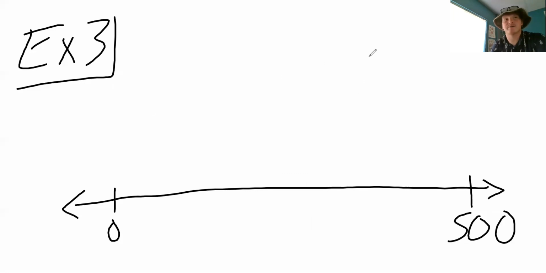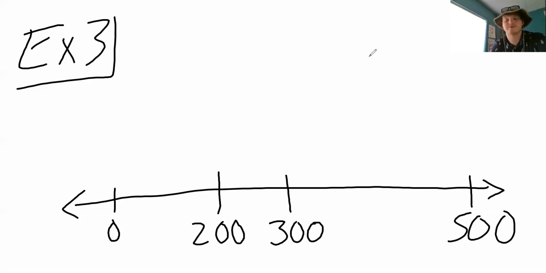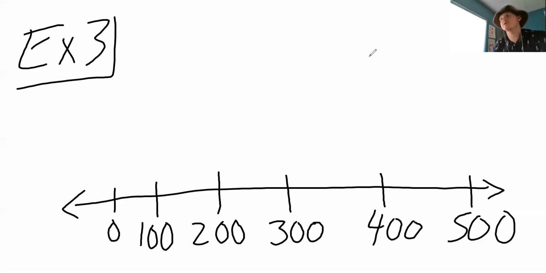Evan, where would I put all my others? Yep, 300 in the middle. So 200 right here. Okay, what else do I put on there? Yep. Yeah. Perfect. Good. So we counted by 100s all the way up to 500. So we started at 0, then 100, 200, 300, 400, 500.